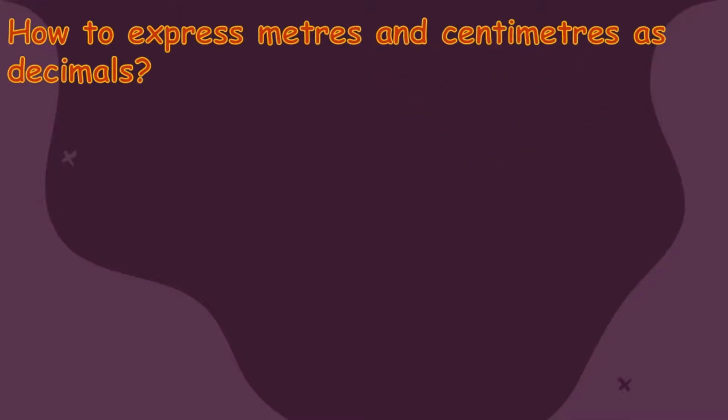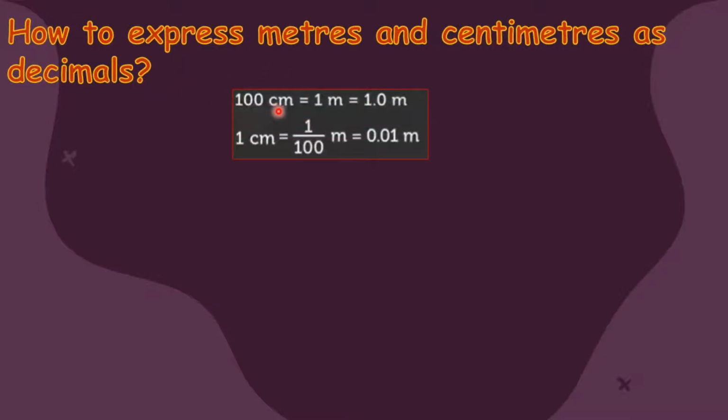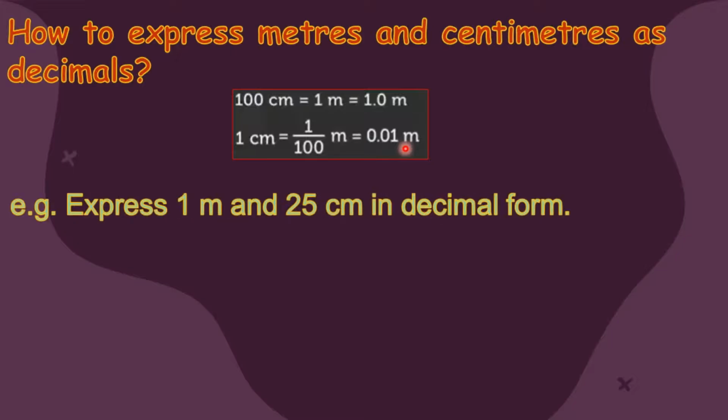Now let us learn how to express meters and centimeters as decimals. We know that 100 centimeter is equal to 1 meter, which can also be written as 1.0 meter. Hence 1 centimeter is equal to 1 upon 100 meters, which we write using a decimal point as 0.01 meter.